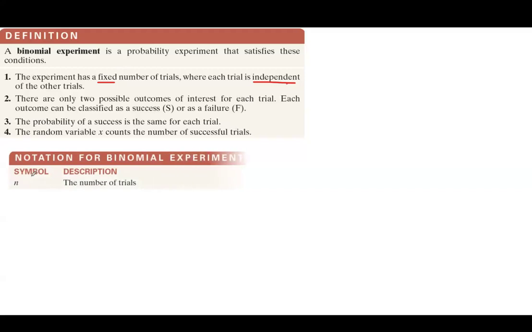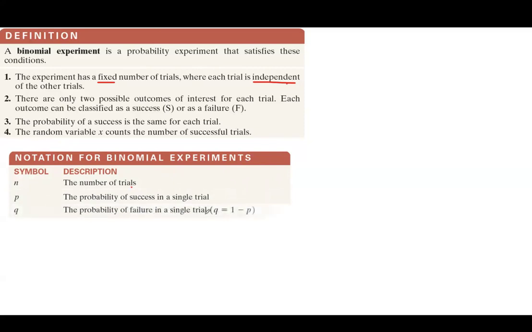And of course, we have notations because we're going to use our calculator to do the computations. When we write the symbol N, it denotes the number of trials in the experiment. P is the probability of success in a single trial. Q is the probability of failure in a single trial, which is 1 minus P. X is the random variable, which represents a count of the number of successes in N trials.